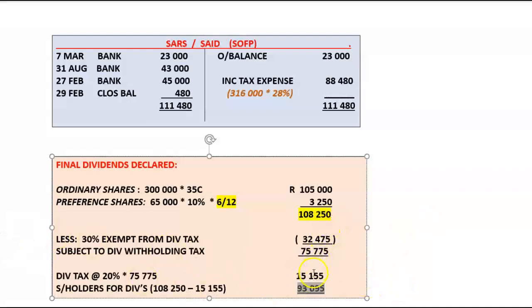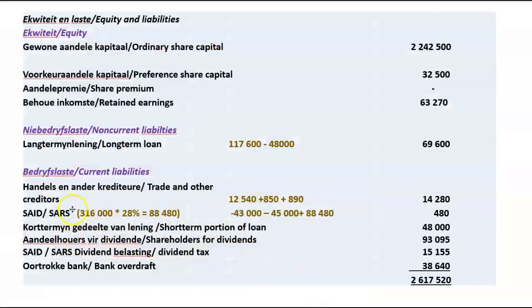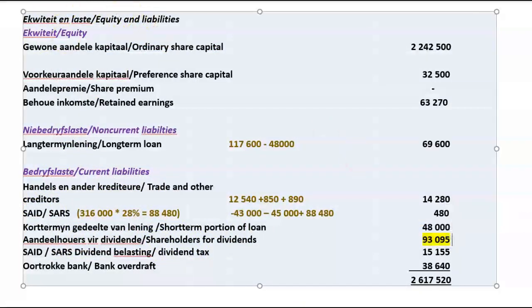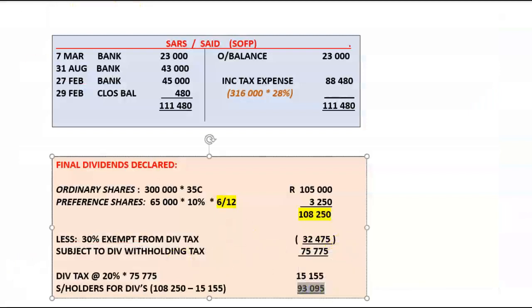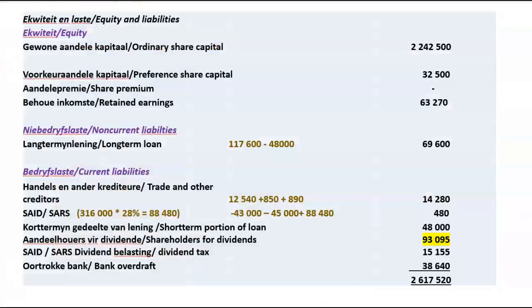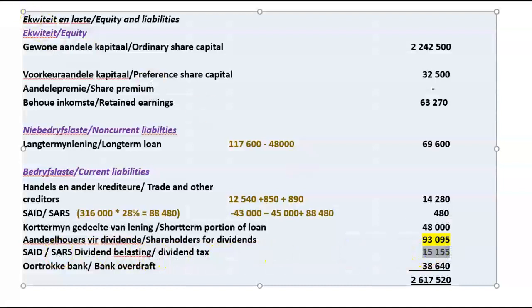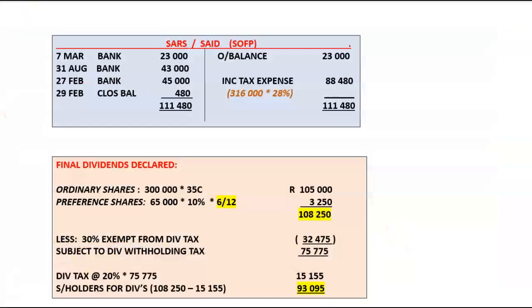Please take note that this 15,155 is not a company tax. It's a tax that the shareholder pays on the dividend that he is due to receive. So in our statement of changes in equity under current liabilities, shareholders for dividends, 93,095. There you have it. And then directly underneath that, SARS, dividend withholding tax, 15,155. Guys, add 15,155 with 93,095. And at what figure are you back at?